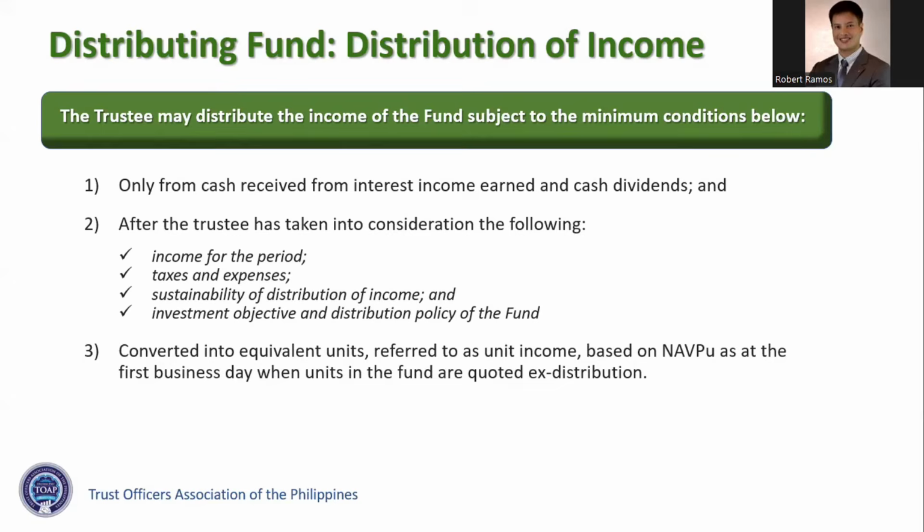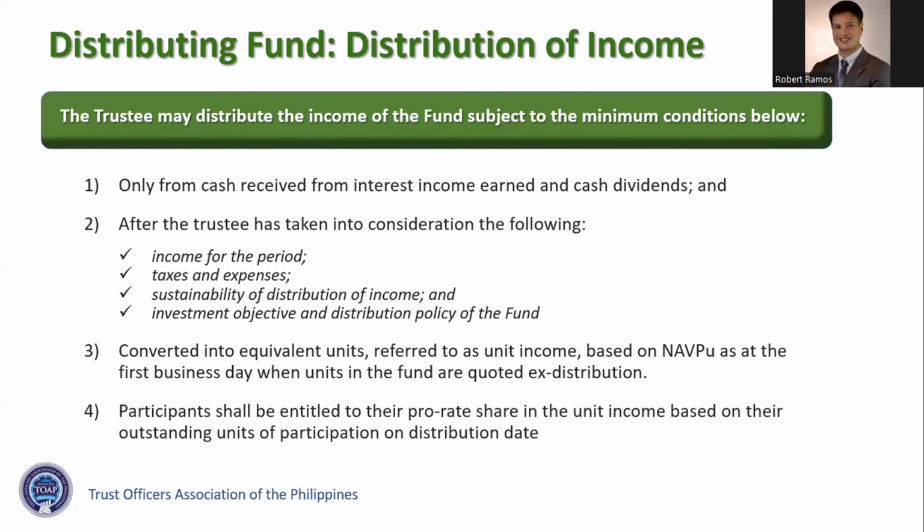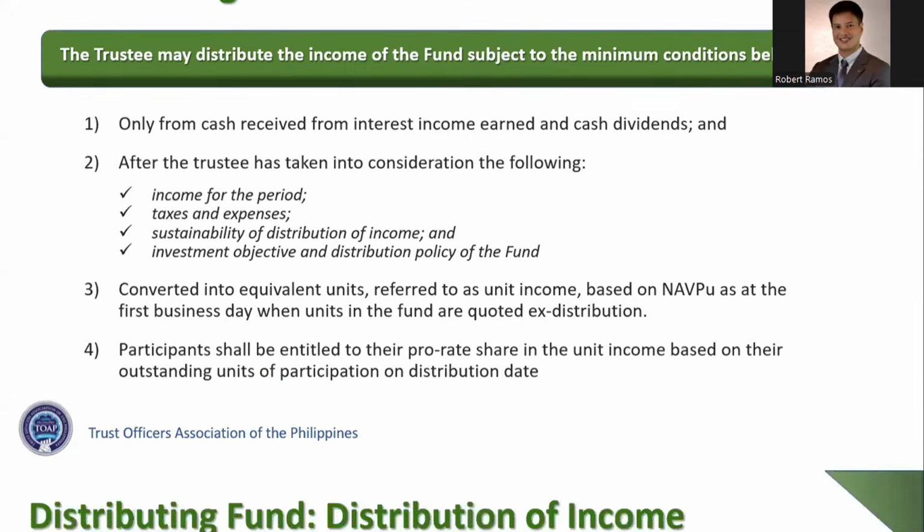These should be converted into equivalent units referred to as unit income, and it's based on the NAVPU at the first business day when units in the fund are quoted ex distribution. The participants of the fund shall be entitled to their prorate share in the unit income based on their outstanding units of participation on the distribution date.